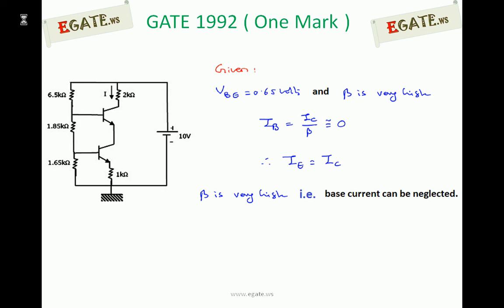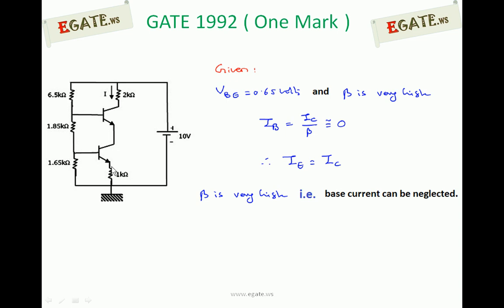If you look at this diagram, this is the collector of the Q1 transistor, and this is the emitter of Q1. The emitter of Q1 is the collector of Q2, and the same current flows through the emitter of Q2. Let us assume the current flowing through this 2 kilo ohms is I, which is the collector current of this transistor. Since beta is very high, the same current flows through this emitter, and the emitter of the first transistor is the same as the collector of the second transistor, so the same I flows through the collector of the second transistor.